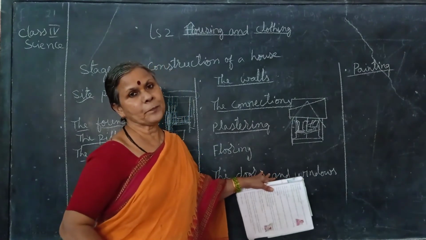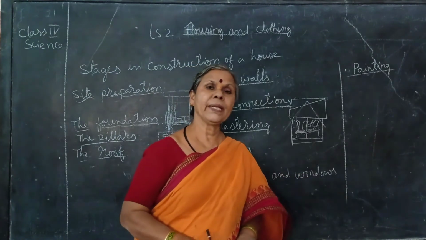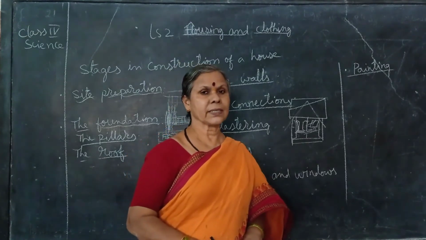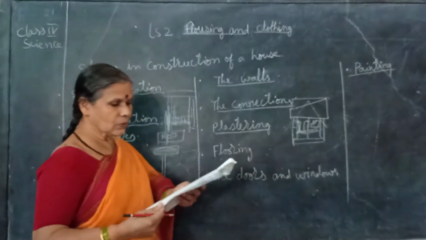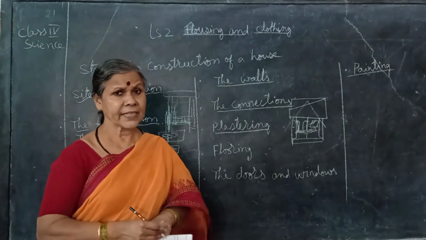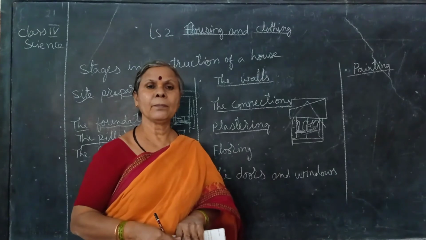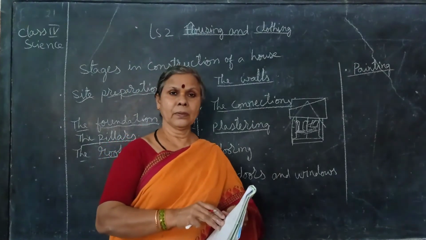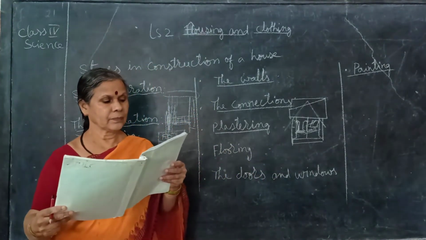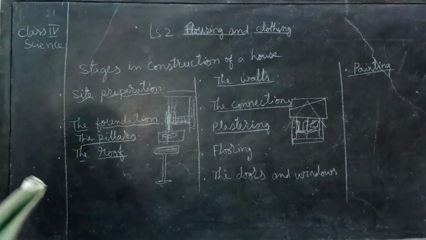As per the design, the home is built with the help of many people working together. It is not so easy to construct a house. So that's why, how many people are constructing? The architect, then mason, electrician, plumber, then these many people are working together. Carpenters, the main function of this.